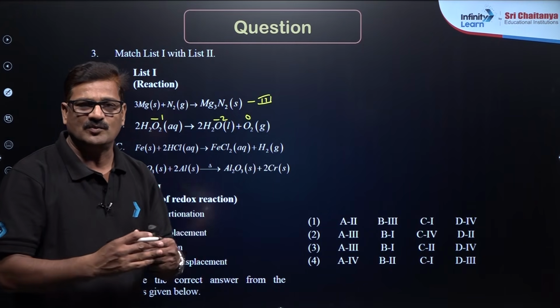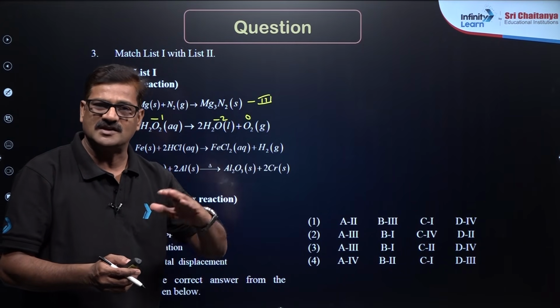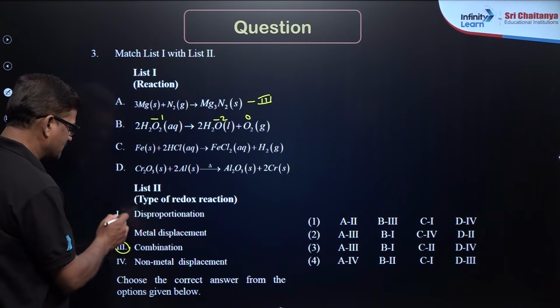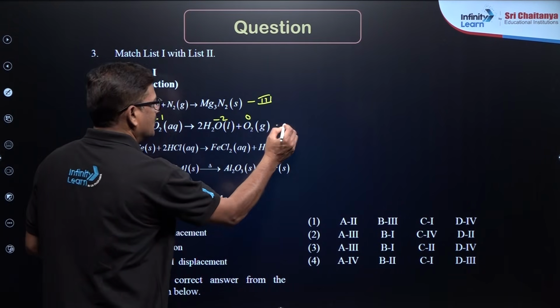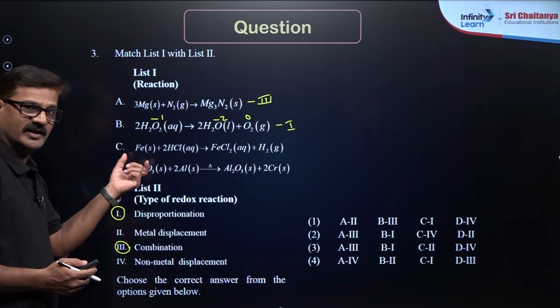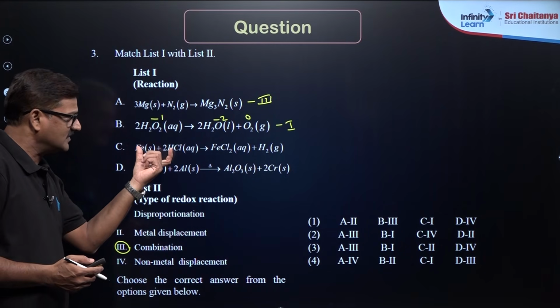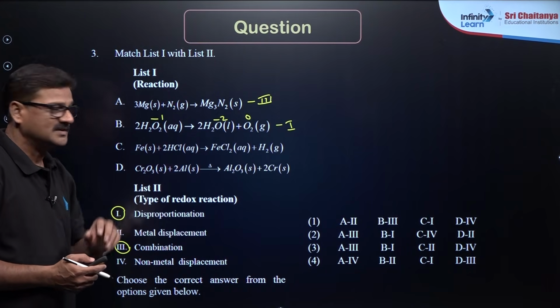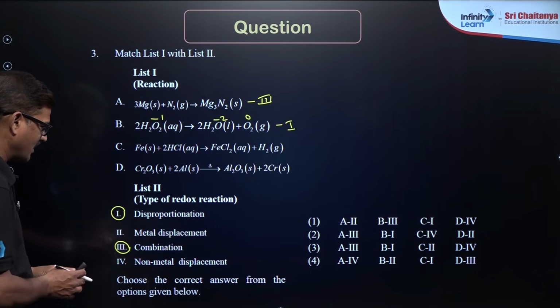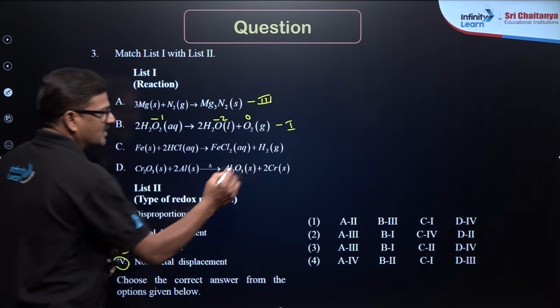A reaction in which an element undergoes both oxidation and reduction simultaneously is called a disproportionation reaction. So I would like to say it is going to be 1. Iron is combining with HCl to form FeCl2, and hydrogen is displaced. So it is a non-metal displacement reaction, so it is going to be a 4.